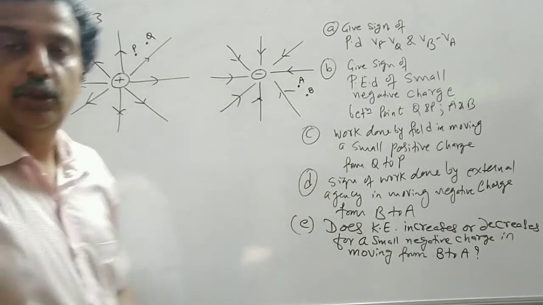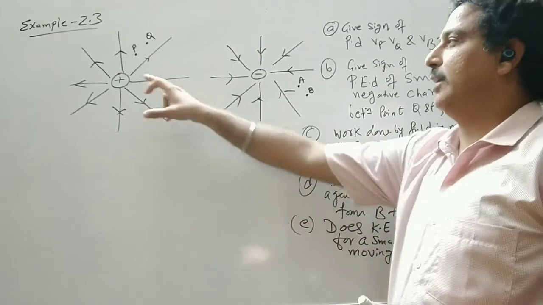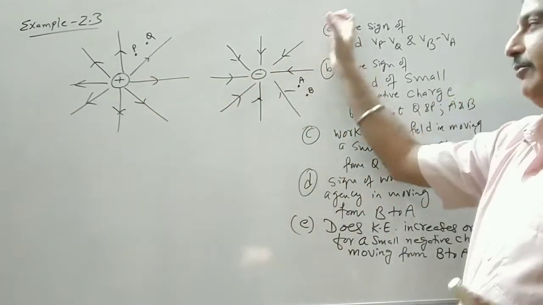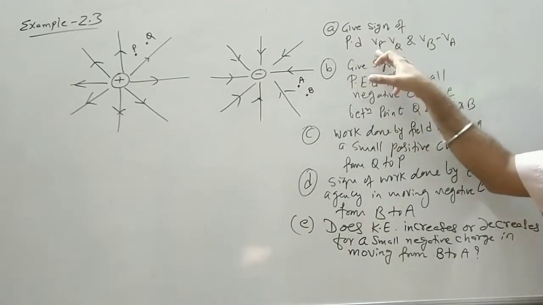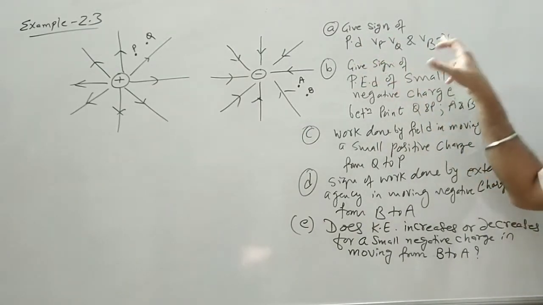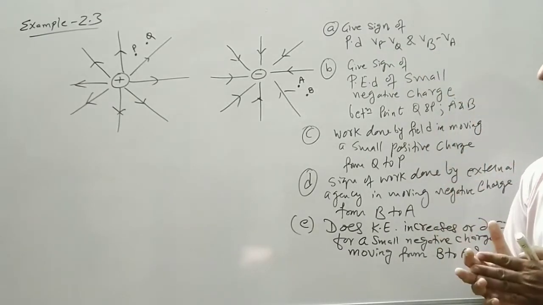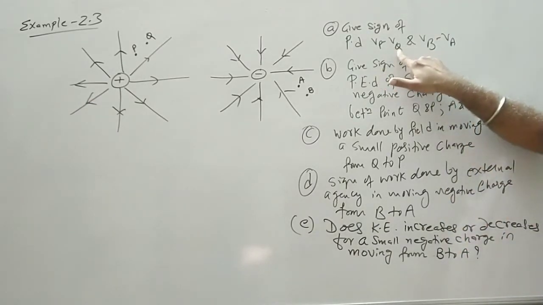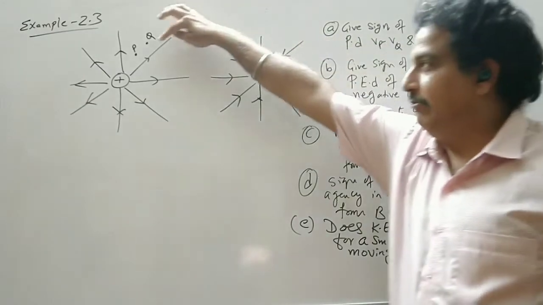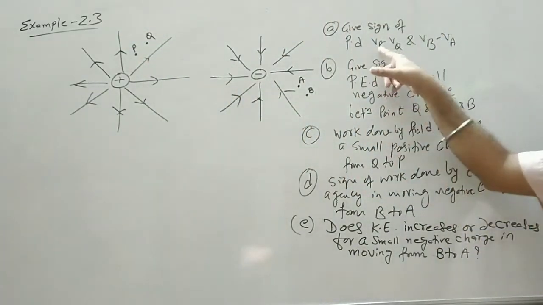See example 2.3. Two source charges are given, plus and minus. For plus the field lines are radially outwards, for minus the field lines are radially inward, that you know. We have to find out the sign of the potential difference between Vp and Vq, and whether Vp is greater than 0. Now potential means work done against the field. So in this situation, Vp minus Vq means work is done by the external agent, moving a positive charge from Q to P. So clearly when we move from Q to P, we are moving against the field. So potential at P will be more.